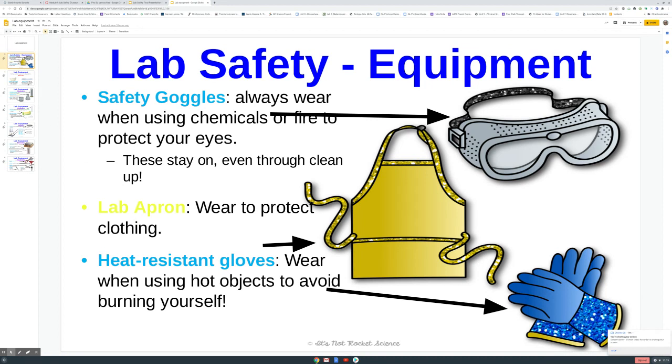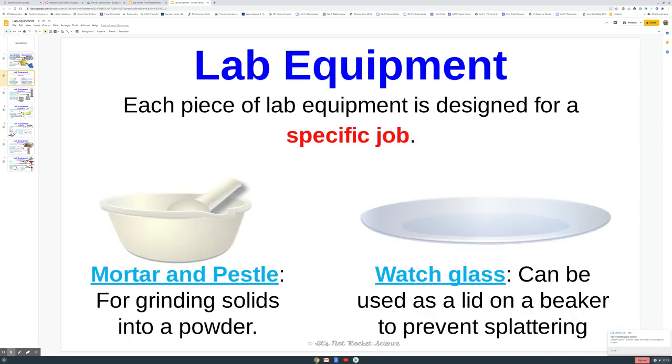Goggles, apron, heat resistant gloves. Mortar and pestle here. This is for grinding solid substances. A watch glass generally is like a lid for a beaker if you're heating things in there.